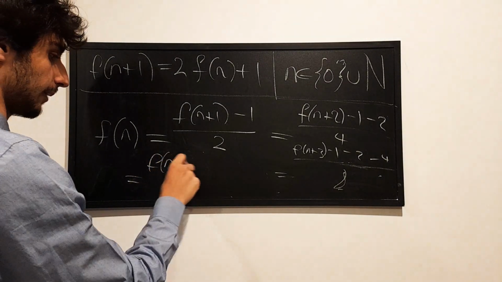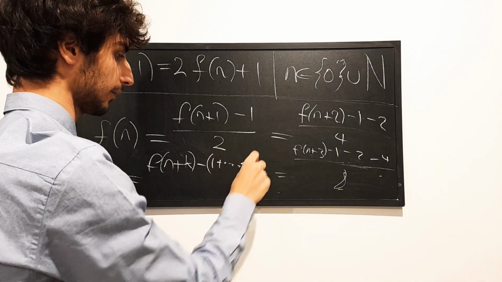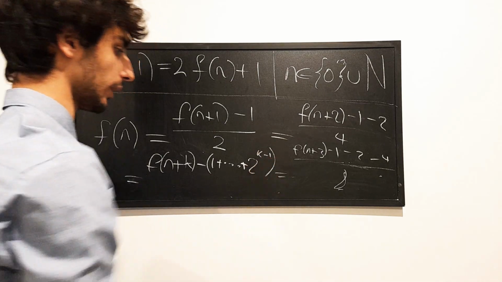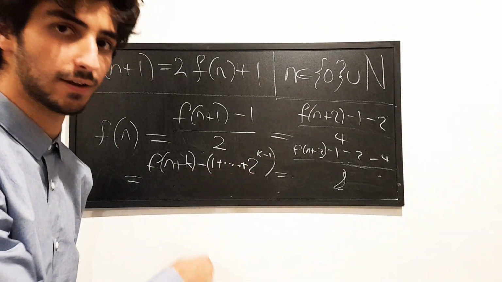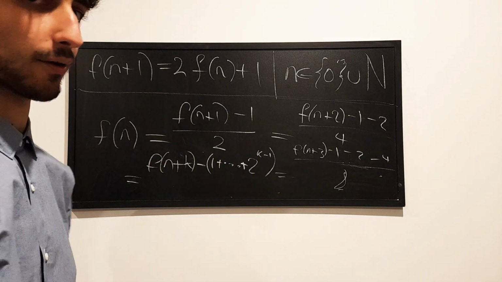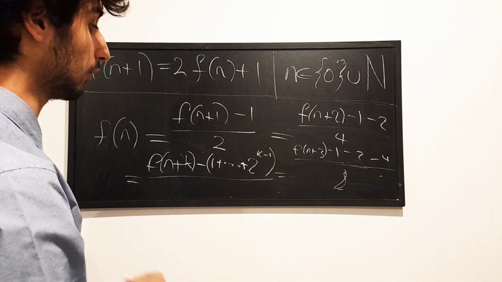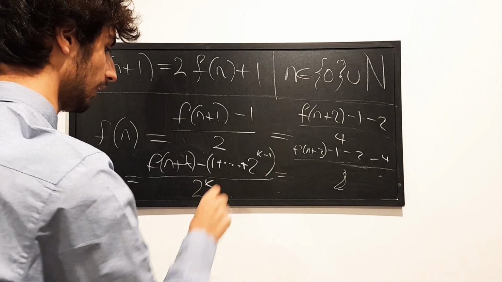This is equal to f of n plus k, minus 1 plus etc., plus 2 to the power of k minus 1. So etc. over here, this ellipsis, pretty much just means a series of ascending summands of powers of 2. And this entire expression will be divided by 2 to the power of k.